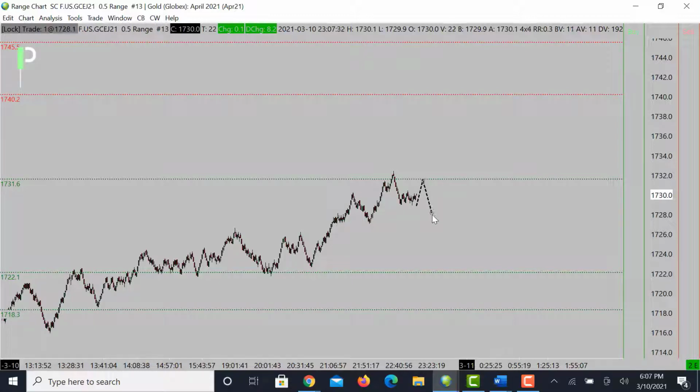If we fail it again, this is going to be a good double top opportunity for a pull down, at least a bare minimum, into these 1722s. Gonna look out for that.